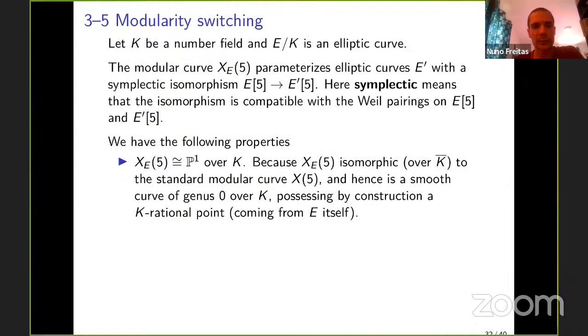In order to prove this lemma, we need to use another modular curve. This is the modular curve X_E(5) that parameterizes elliptic curves E dash with a symplectic isomorphism between the 5-torsion of E dash and our fixed elliptic curve E. By symplectic, I mean that the Weil pairing is preserved. The important property is that X_E(5) is P1 over K. Over K bar, it is isomorphic to a twist of X(5), so it is smooth of genus 0 over K, and it has a K point because we can take E as a point.